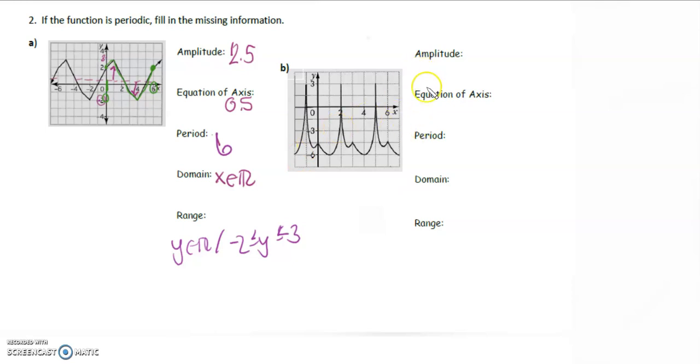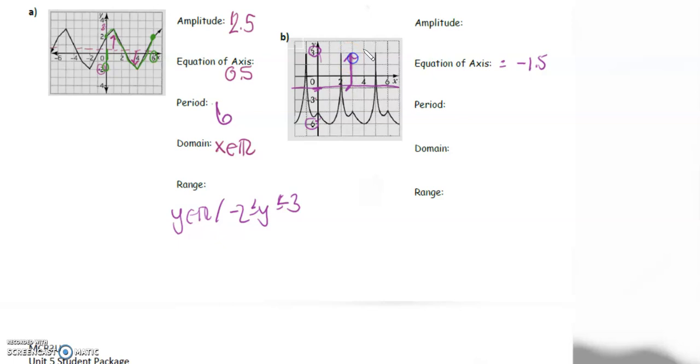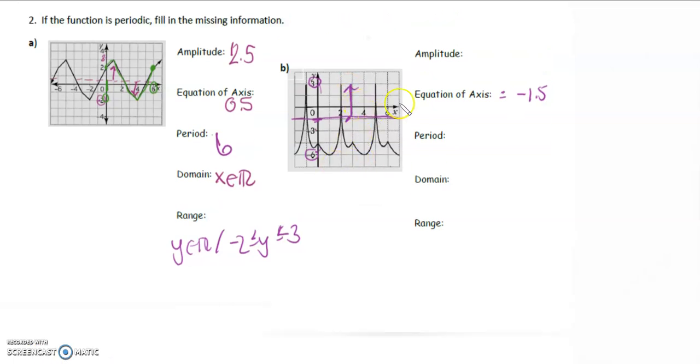Okay, B is also periodic. So let's find the equation of axis first. That's the middle point. The maximum is 3, the minimum is -6. So down 3 would be 0, up 3 would be 3. I'm going to go -1.5, and I see that this scale is by 1.5. So the amplitude, if we go from -1.5 up to 3, is 4.5. And if we go from -1.5 down to -6, again 4.5.